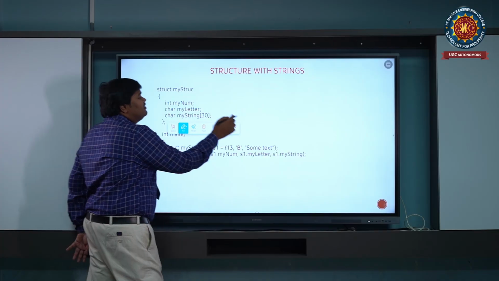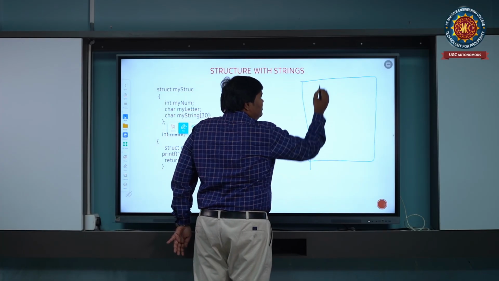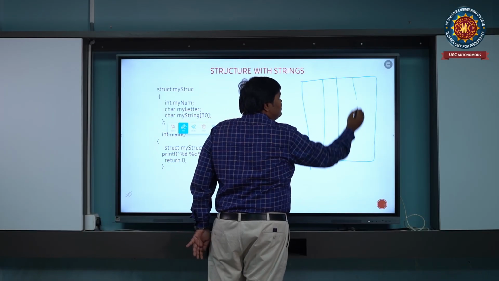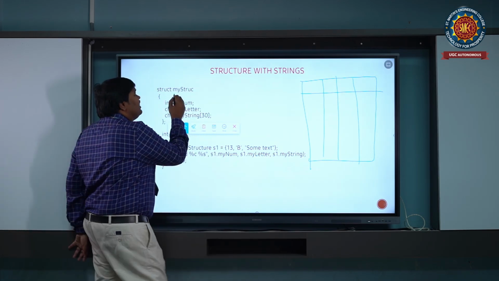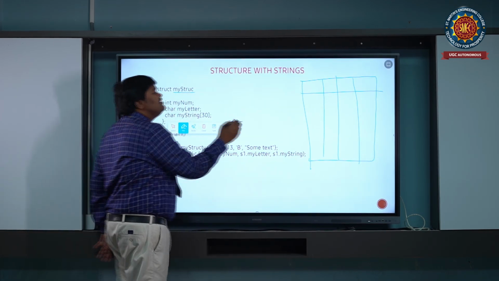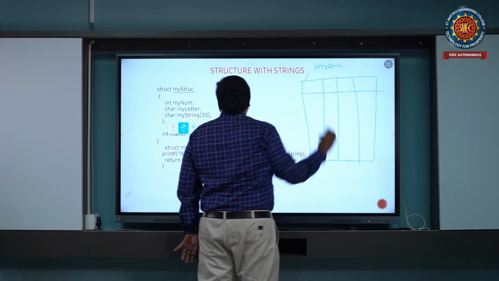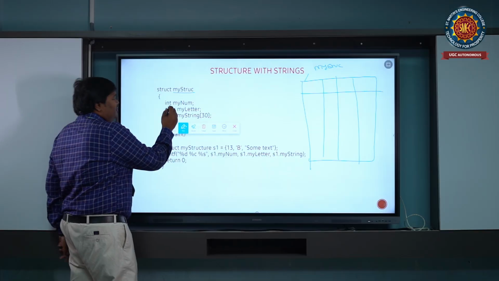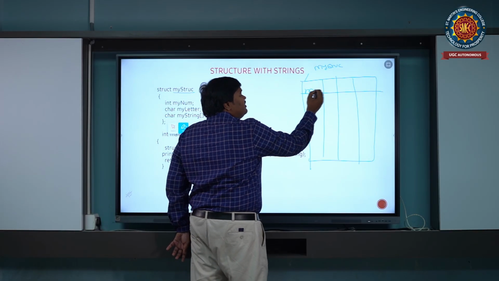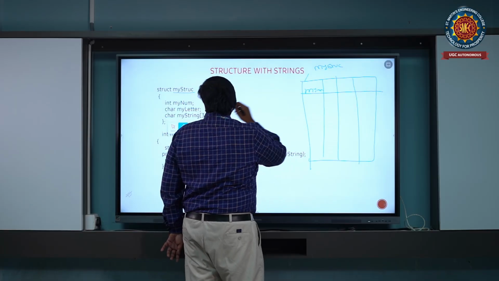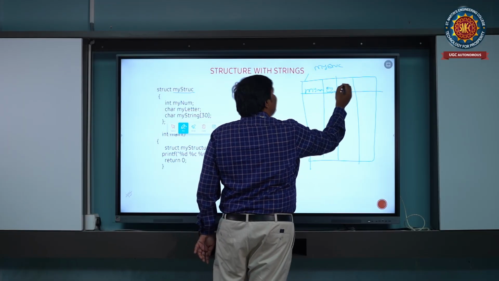What is the meaning of this? There is an Excel sheet, with multiple lines. This is my Excel sheet. The file name of the Excel sheet is my structure. Now, int my number. Int my number is nothing but the column heading. My column heading is my number, and the next column heading is my letter, and the next column heading is my string.